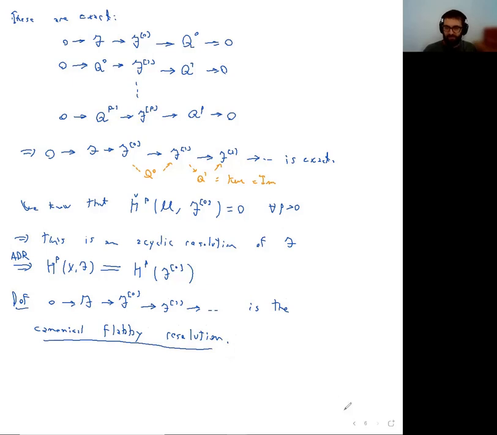And I think flabby really comes from the fact that these are all discontinuous sections, so they're flabby in some way. I promise I didn't come up with this. This is the official name.